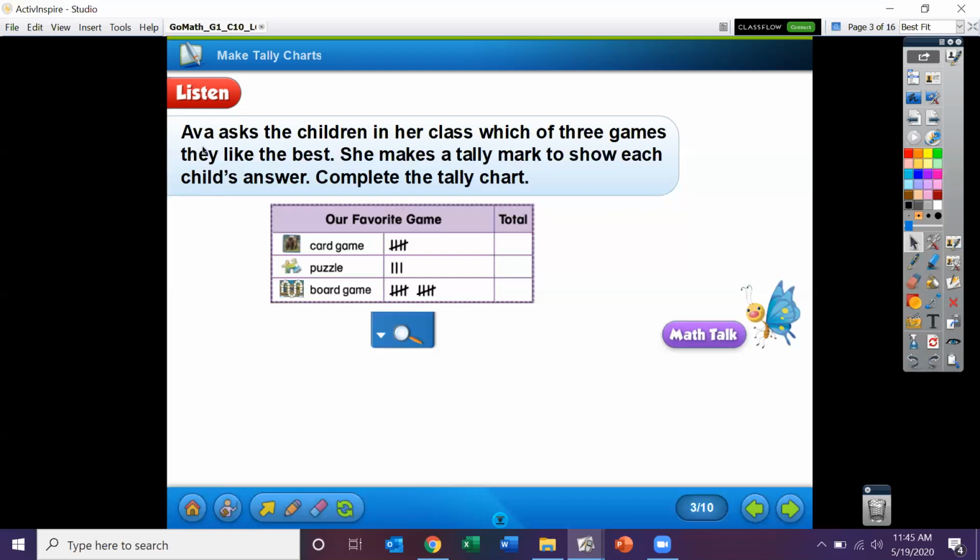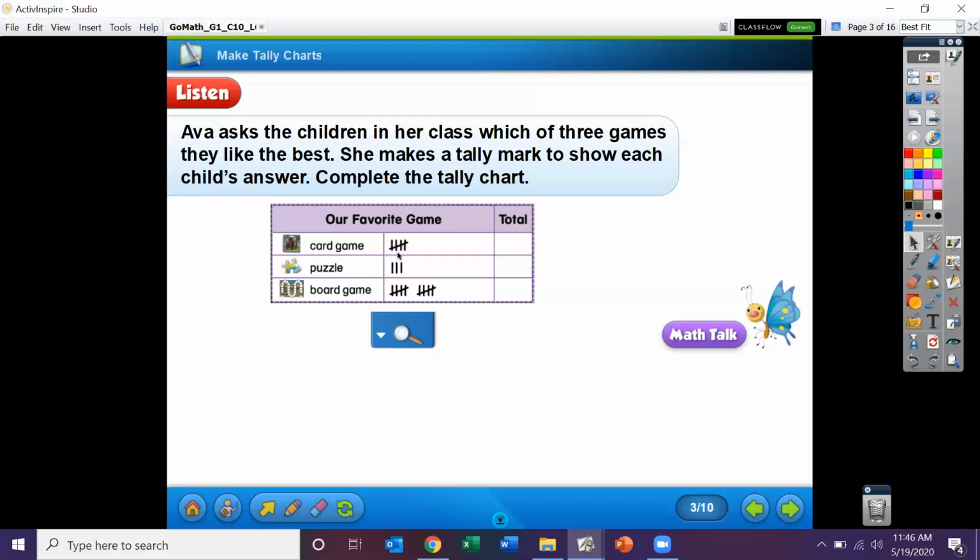Our problem says, Ava asks the children in her class which of 3 games they like the best. She makes a tally mark to show each child's answer. Complete the tally chart. So here's what they want us to do. They want us to count our tally marks and write out the number under the total column for each game. So it looks like the games that the children in Ava's class liked best were card game, puzzle, and board games.